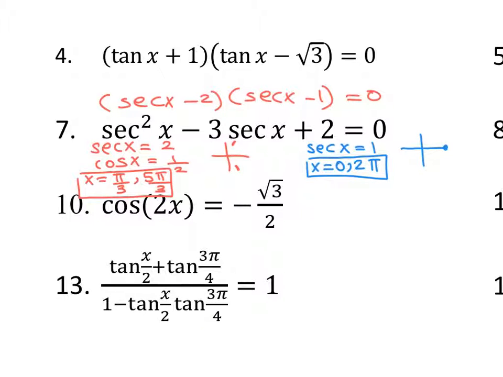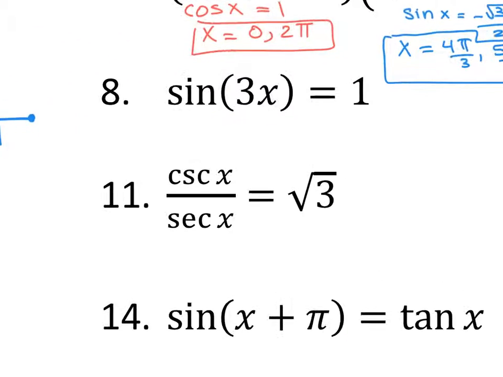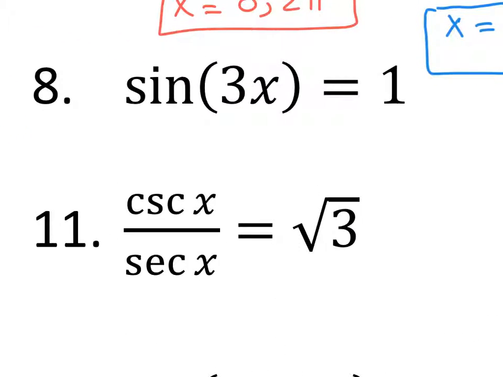Now let's move on to number 8, where we have a multiple angle. Sine of 3x equals 1. That means that 3x could equal pi over 2. Because sine of pi over 2 is 1, and the angle is 3x, so 3x is equal to pi over 2, divided by 3, you get x equals pi over 6.